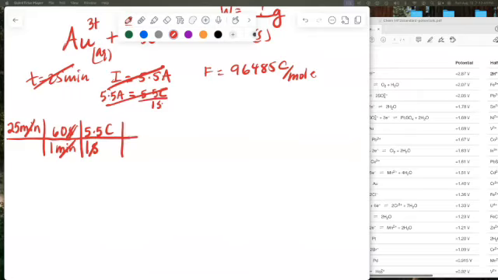Now I'm going to use Faraday's constant because I have coulombs here. The number down here has to have coulombs. And that number will be 96485 coulombs over 1 mole of electrons. That cancels out. So I've used all my numbers so far.